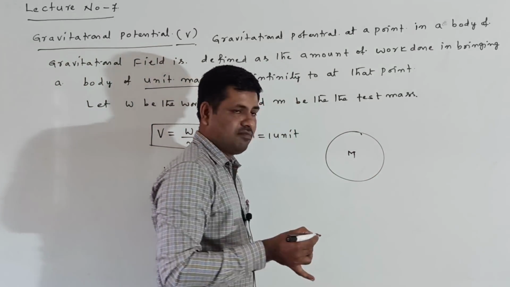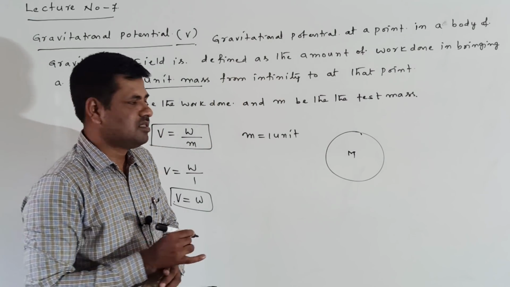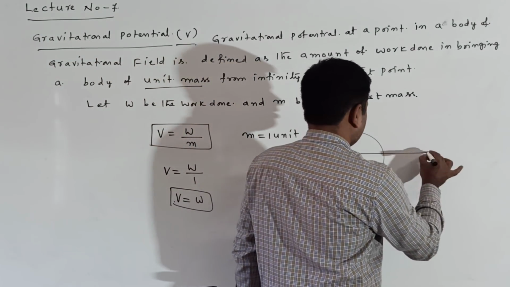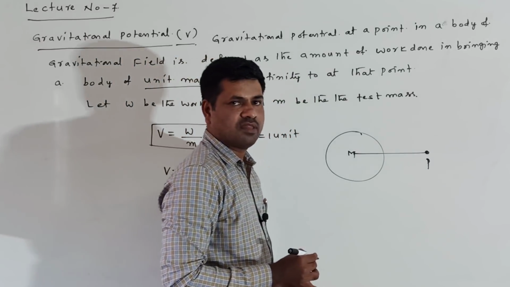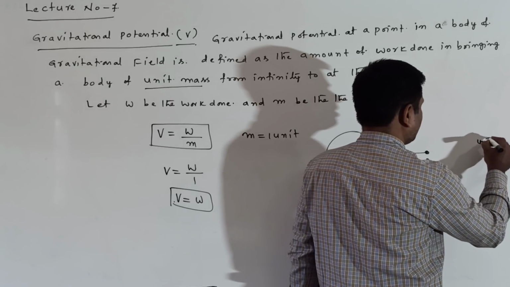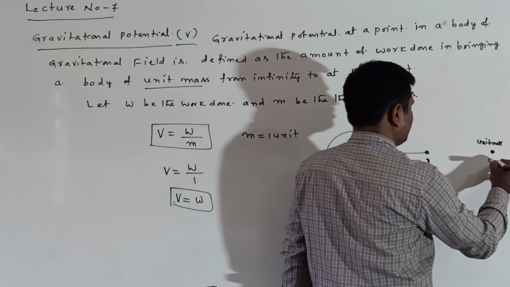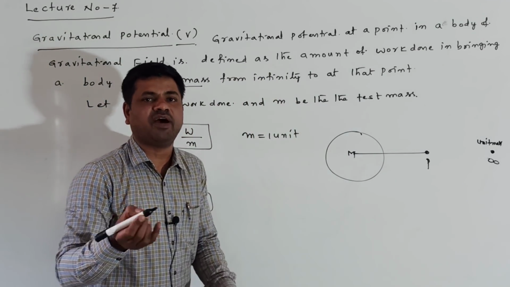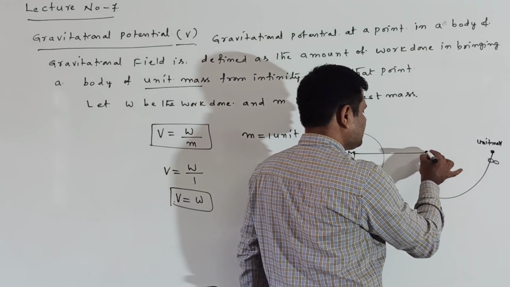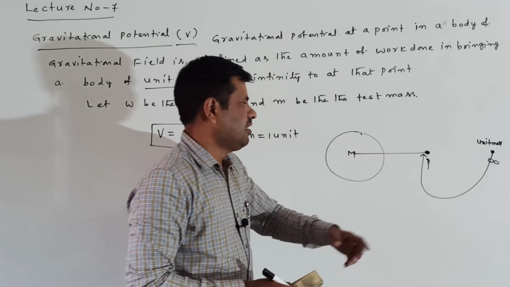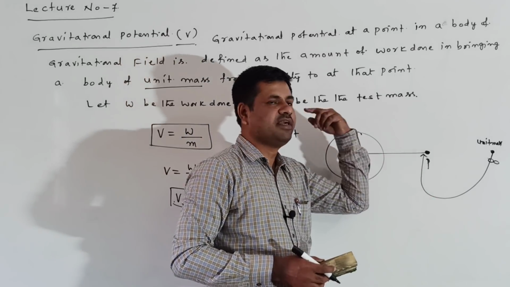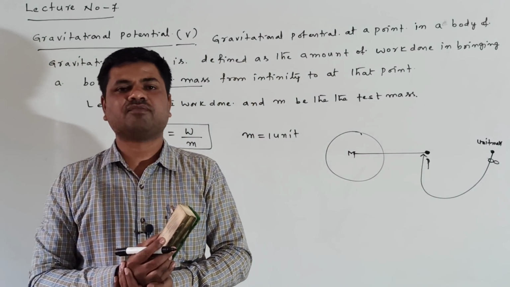Suppose this is a body of mass m, say the Earth. Surrounding this Earth there is a gravitational field. Suppose in this field I take the point P. Here we take the unit mass, brought from where there is no gravitational field, that is, the infinite point, to point P. At this point we have to find the gravitational potential. This point lies in the gravitational field of the Earth.